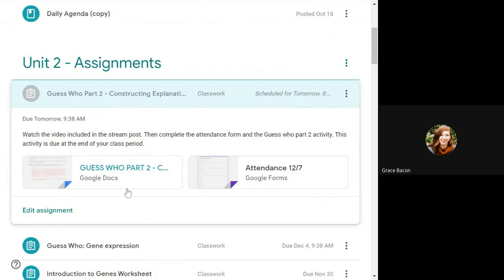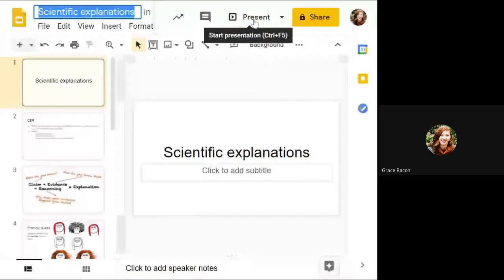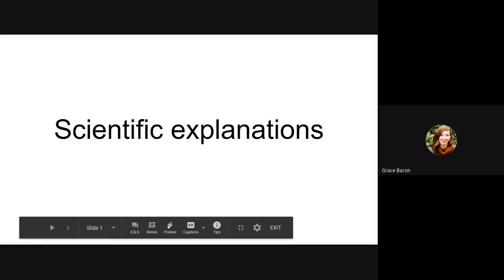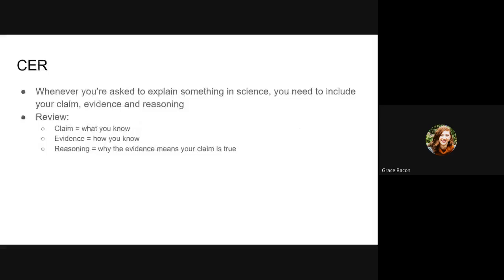I'm going to show you what that looks like in just a minute, but first I'm going to walk you through some review stuff and background information to help you out before you get started. So what you're doing in there is writing some scientific explanation. You're taking the data you've already figured out from the Guess Who activity, and you're writing some explanations. So our old friend CER is back. We are thinking about those again.